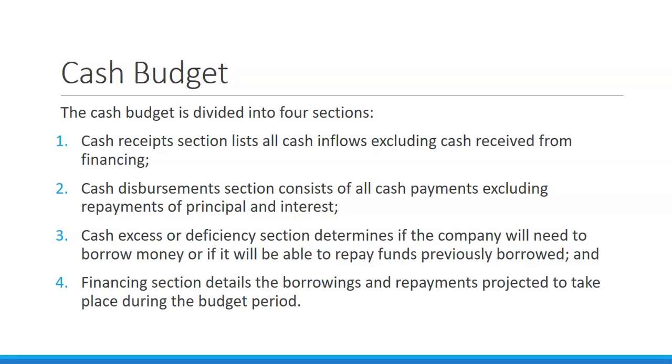Once we look at our cash receipts versus our cash disbursements, we know whether we're going to have excess cash or if we're going to have a shortage. If we have a shortage, we need to do a short-term loan. And that brings us to the financing section, which includes any details about loans and repayments for our cash outtake.